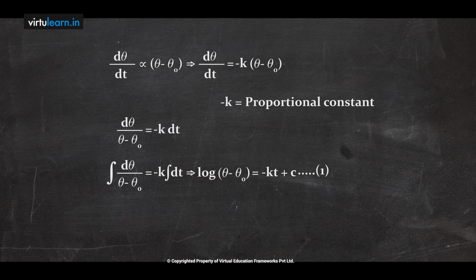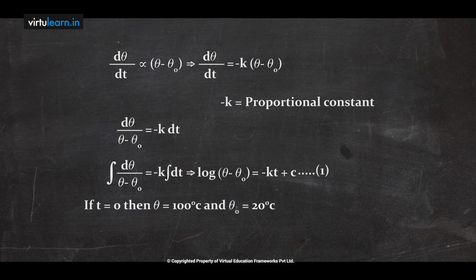Now observe the first statement in this problem. The temperature drops from 100 degrees centigrade to 75 degrees centigrade in 10 minutes. That means at the initial time t equal to 0, the temperature of the body is 100 degrees centigrade. First of all I will consider that: if t equals 0, then theta equals 100 degrees centigrade. And we have taken the air temperature as 20 degrees centigrade, so theta naught equals 20 degrees centigrade.